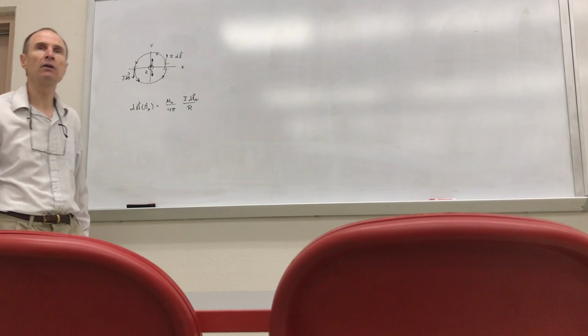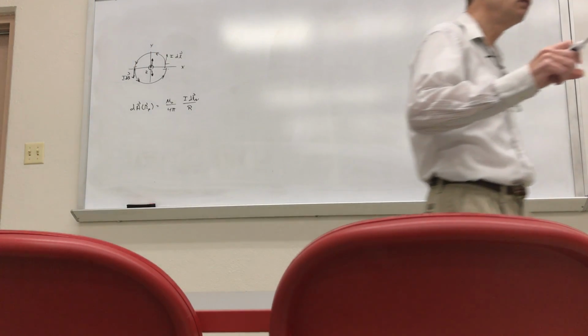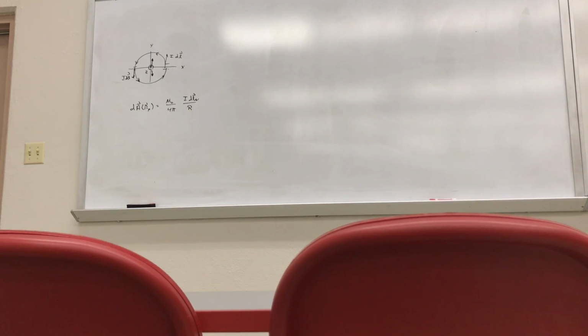So what can you say about the resultant magnetic field, the resultant magnetic vector potential on the z-axis? Anywhere on the z-axis. It's 0. Now let's use the right-hand rule and argue that the magnetic field is 0 on the z-axis as well.